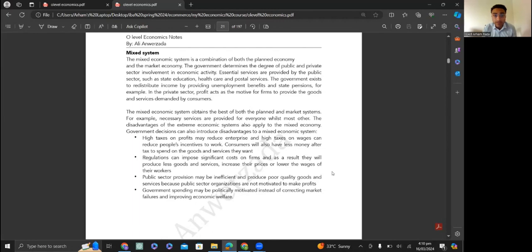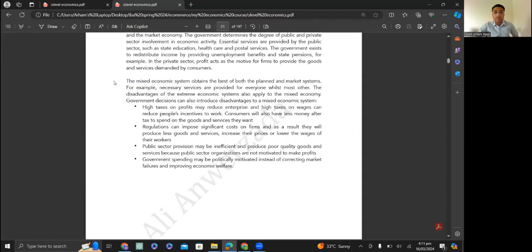The government will also aim to provide unemployment benefits and state pensions. In the private sector, profit acts as the motive for firms to provide the goods and services demanded by consumers. The public sector, which is controlled by the government, will be involved in the welfare of the people, in employment benefits, and also in producing the public goods. The private sector will produce those goods which are profitable, the non-public goods, like every good apart from the public goods.